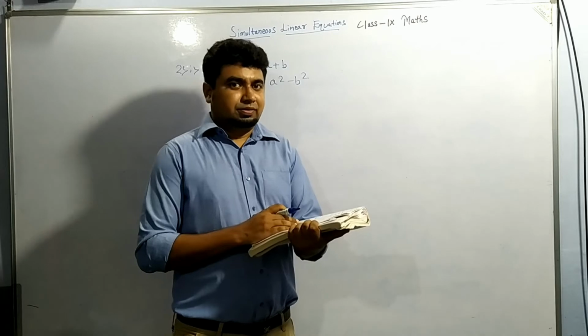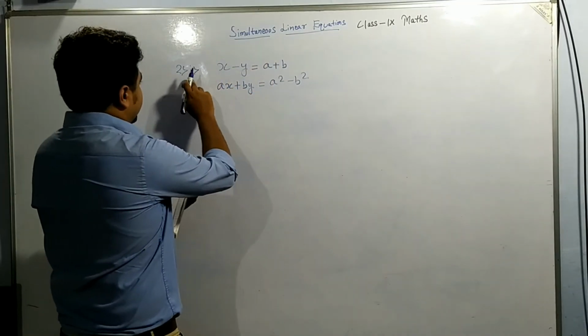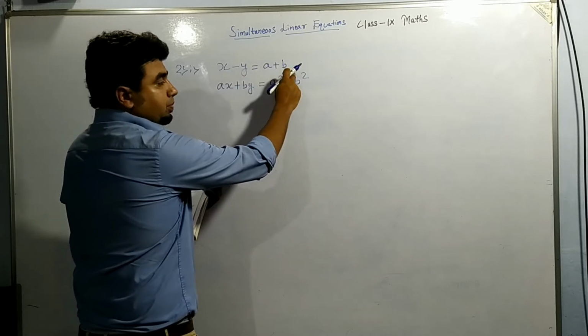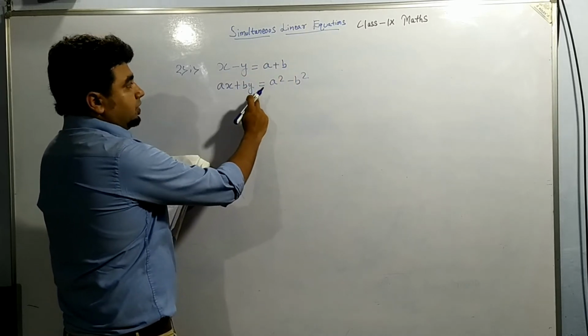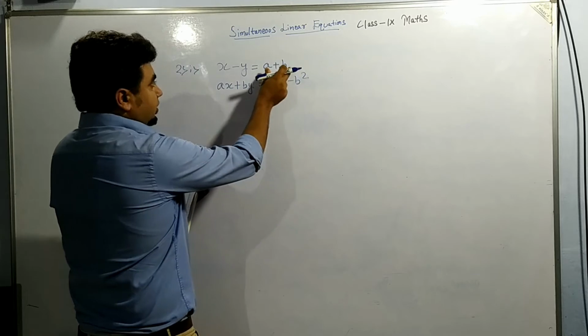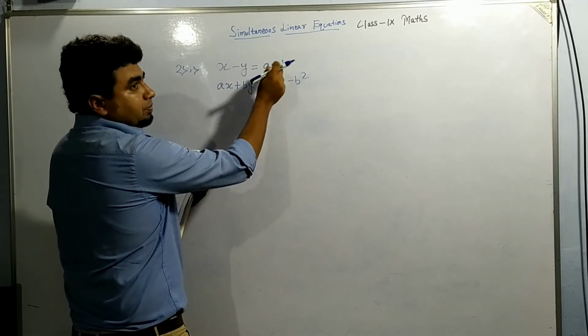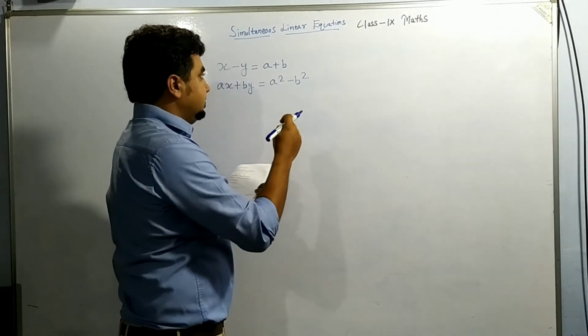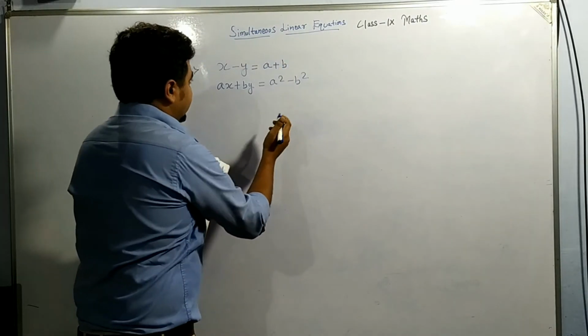Okay. Now we are going to discuss question number 2 bit 1. In this it is given x minus y is equal to a plus b, and ax plus by is equal to a square minus b square. This term is constant. A plus b is the entire third term, means in the previous case it was 5 and now it is a plus b, it is given.